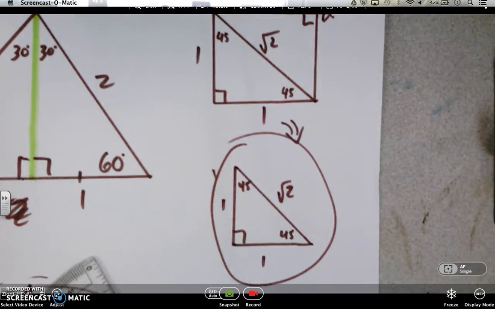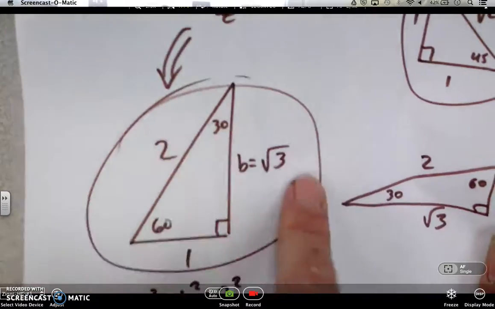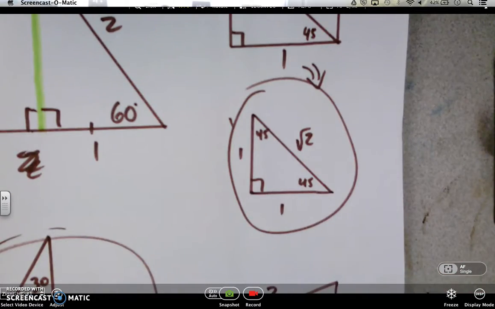So that's a special triangle that we need to know. And 30, 60, 90 is easy to know. Again, it's 1, 2, 3, and this is 1, 1, 2, but it's got a rad 2. So those are the 2 special triangles.